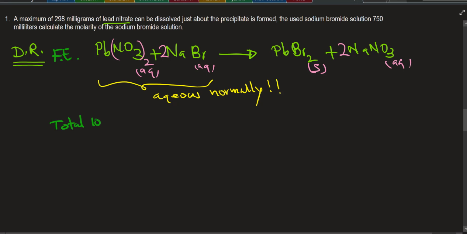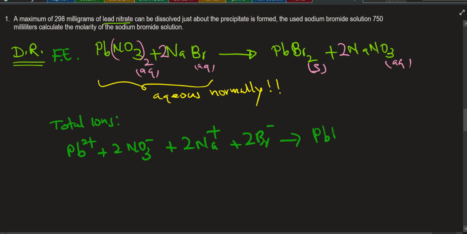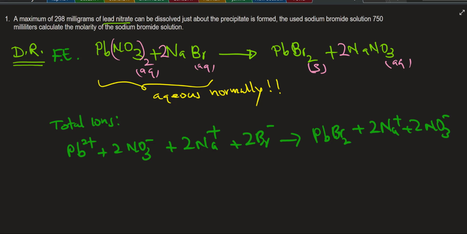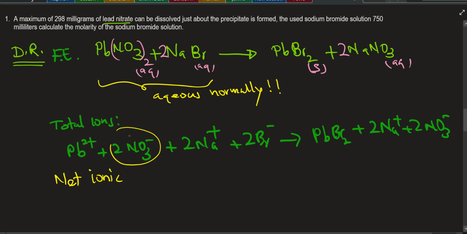Now, you have the formula equation on the top, and then you do the total ions, simply break into ions, right? Two nitrates, one lead, two sodium, two Br, and so on. Make sure liquids and solids are not broken into ions. That means PbBr2 is going to stay as a solid, right? Net ionic, just cancel numerically.